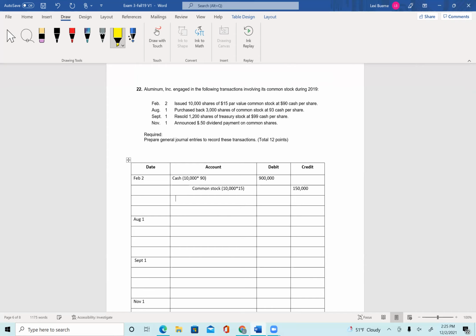And then you're going to also credit your additional paid in capital, which is always the difference. So that's 750,000. For August 1st, they purchased back 3,000 shares of common stock at 93 cash per share. So when it says purchase back, you know it's going to be treasury stock and then cash. So that's just going to be the 3,000 times 93, which gives you 279.